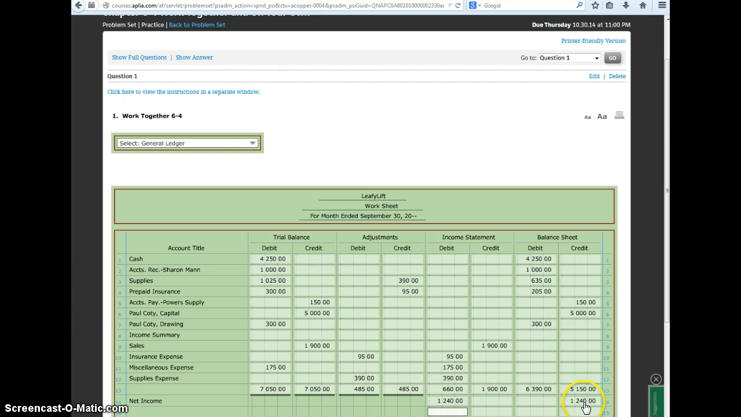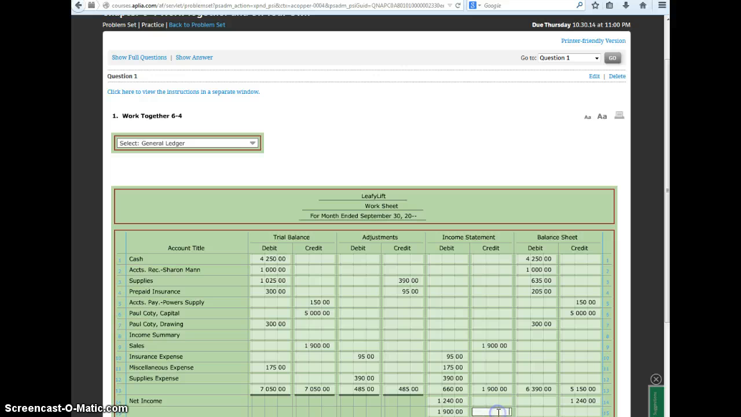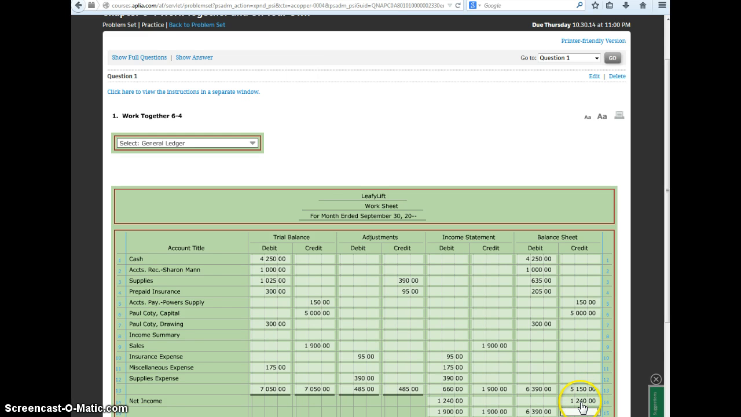Does this number equal this number? It does. So then double check your math one more time. 660 plus 1240 is our 1900. We have our 1900 here. 6390, and then we're going to double check our math on the other side also. Make sure everything comes out even.